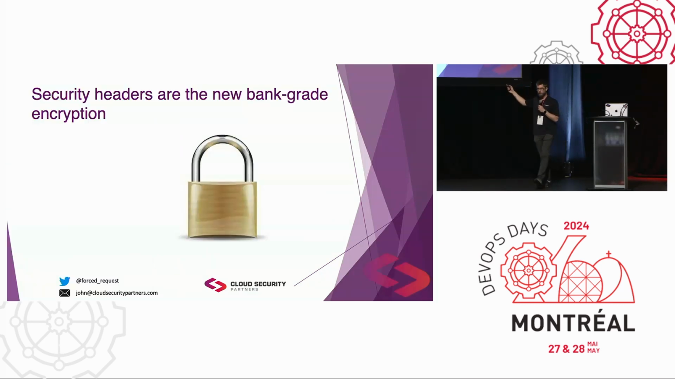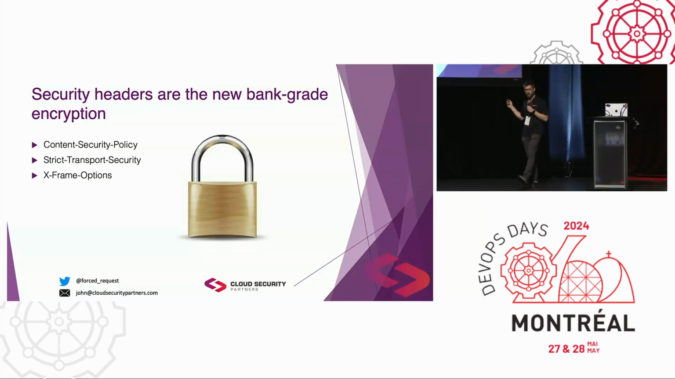So security headers, in my opinion, are the new bank-grade encryption. 10, 15 years ago, you'd go on an e-commerce site, you'd look to see bank-grade encryption, AES 128-bit encryption. That was the marketing team trying to tell you that the website was secure. Nowadays, though, customers, they're not looking for a padlock on your website to know if you're secure. They are doing things like looking at your security headers. So security headers, what I'm talking about, things like content security policy, strict transport security, X-frame options, X-content type options, and there's a bunch of them now.